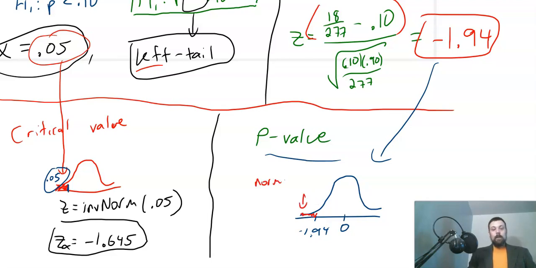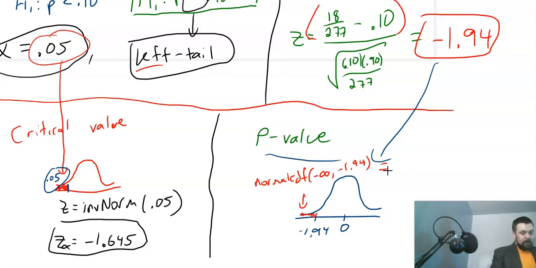I'll do normal CDF. The lower bound this time is negative infinity. The upper bound is negative 1.94. Again, we're using a rounded number there, so hopefully that's not going to give us too imprecise of a p-value. But what I end up getting is normal CDF, I do negative 99999 for negative infinity, and then negative 1.94. And I'm getting a p-value of 0.0262.